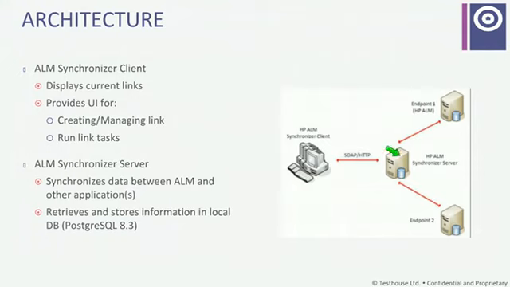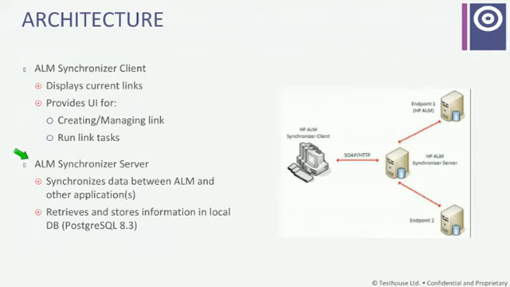So what we have in the middle is the HP ALM Synchronizer, and using a client interface, we configure this server to be able to extract data from one and send data to the other and do the same thing the other way around. So we have a Synchronizer client, which is used to display our configuration and also configure the HP ALM Synchronizer server. And we have the server, which is always on, installed on the server, which automatically synchronizes data between the ALM server and the other endpoint.